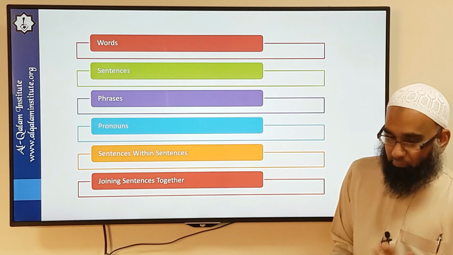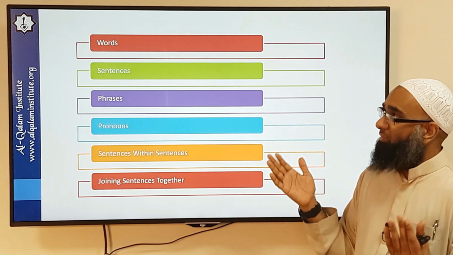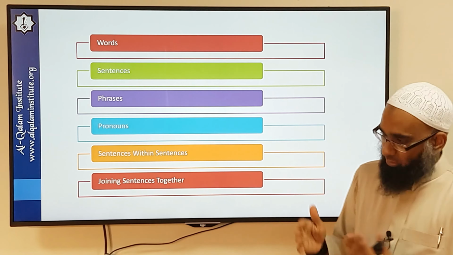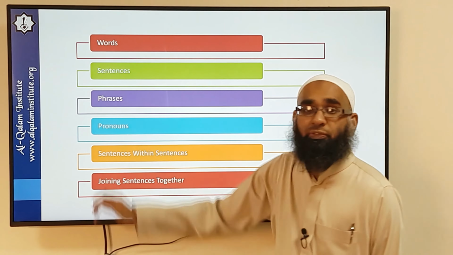Obviously, there's more Arabic rules which are specific to Arabic. But in a nutshell, you can even apply this to English as well. Any language, how any language is structured and made up. Okay? So let's analyze words first.